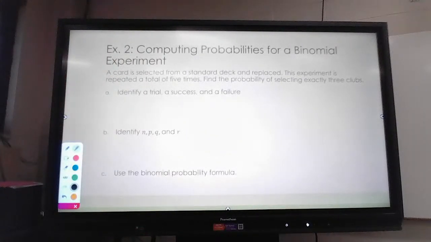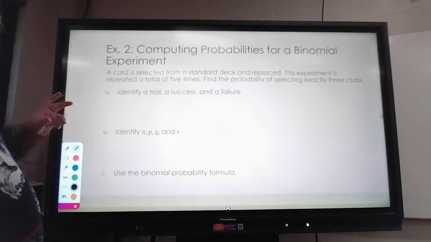Now, let's look at using this formula. A card is selected from a standard deck and replaced. So that means we have some independent events here. This event is repeated a total of 5 times. Find the probability of selecting exactly 3 clubs.